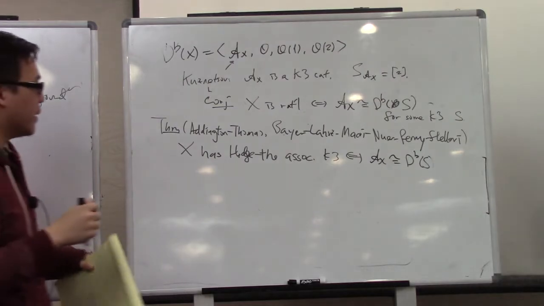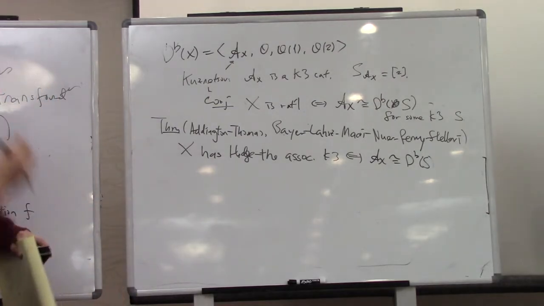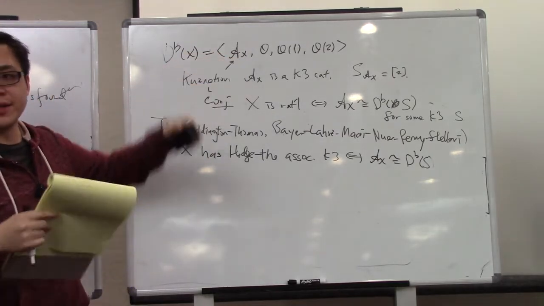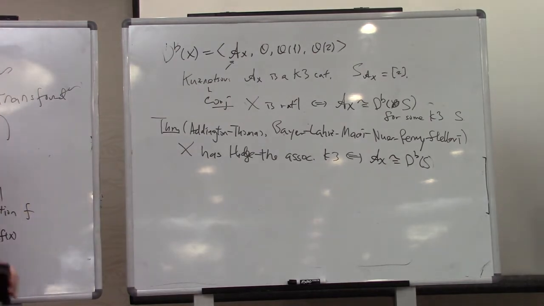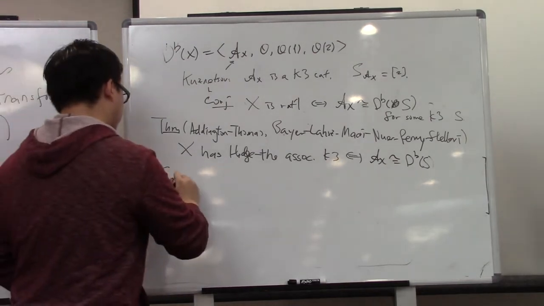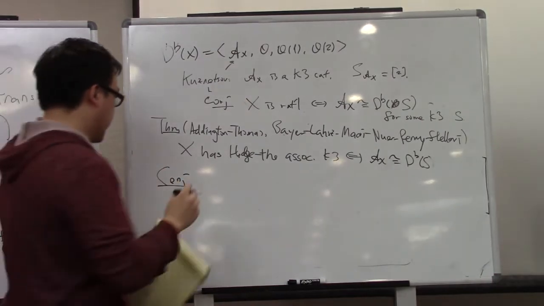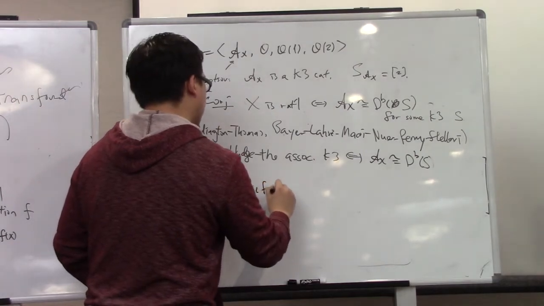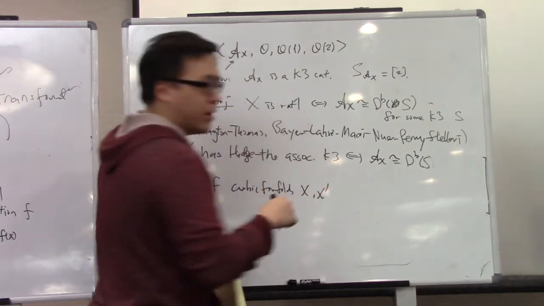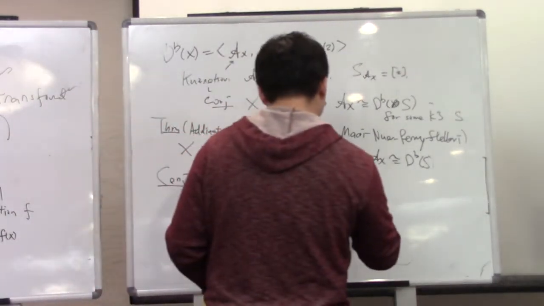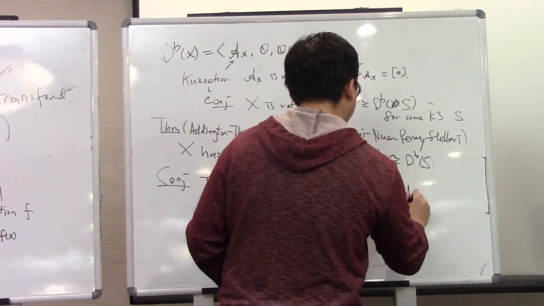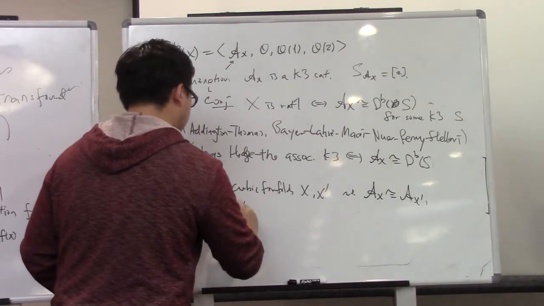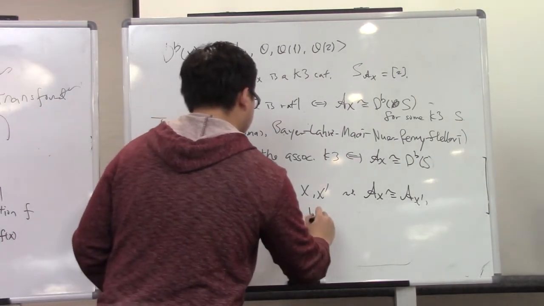Okay. And so another related conjecture, related to how this K3 category determines the birational geometry of the cubic fourfold, is the following conjecture. So if two cubic fourfolds X and X prime have the same K3 category, such that AX is equivalent to AX prime, then X and X prime are birational to each other. They are birational.